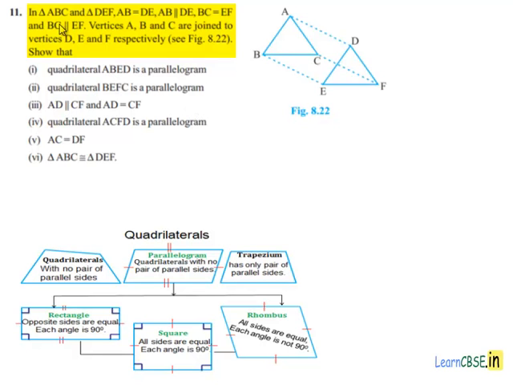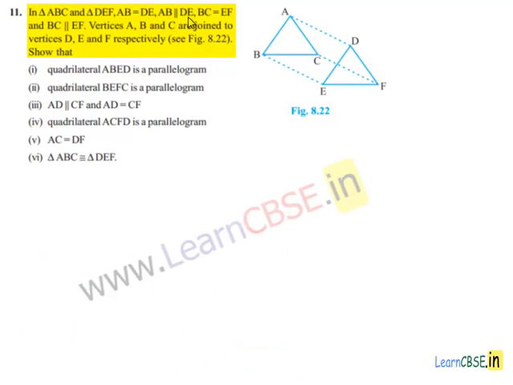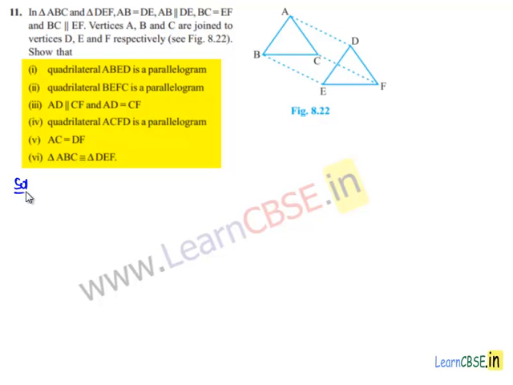Moving on to the 11th question. In triangle ABC and triangle DEF, AB is equal to DE and AB is parallel to DE. BC is equal to EF and BC is also parallel to EF. Vertices A, B and C are joined to vertices D, E and F respectively. Show that quadrilateral ABED is a parallelogram, quadrilateral BEFC is a parallelogram, AD is parallel to CF and AD is equal to CF, quadrilateral ACFD is also a parallelogram, AC is equal to DF, and sixth, triangle ABC is congruent to triangle DEF. Now in order to prove this, let us move on to the solution.